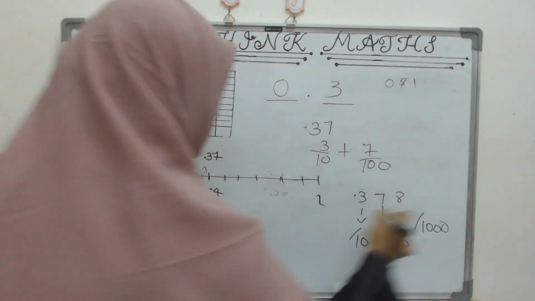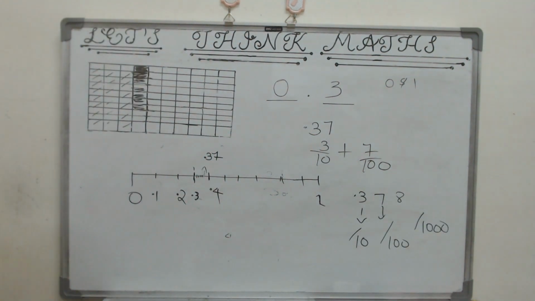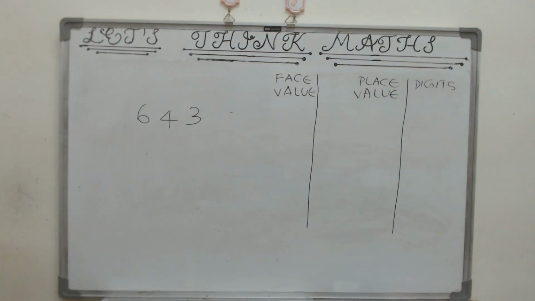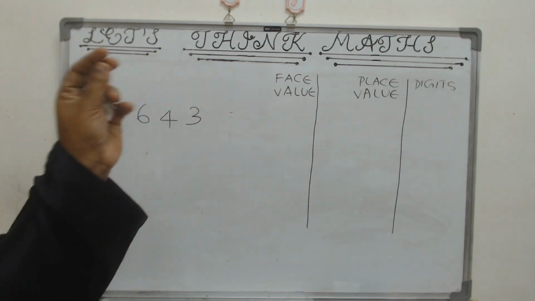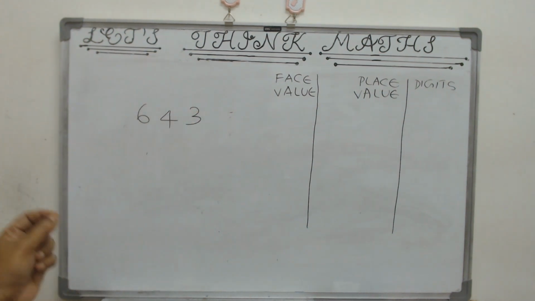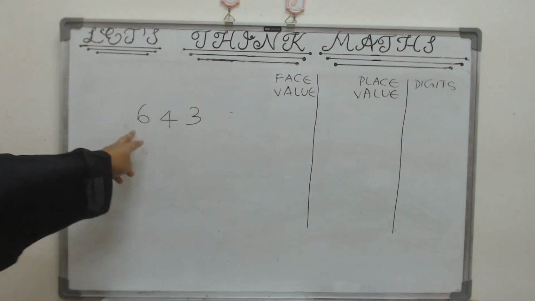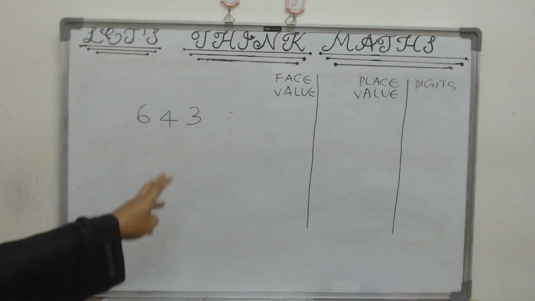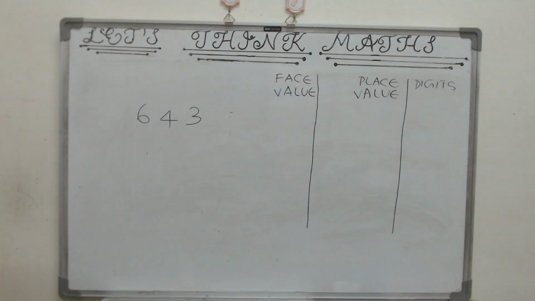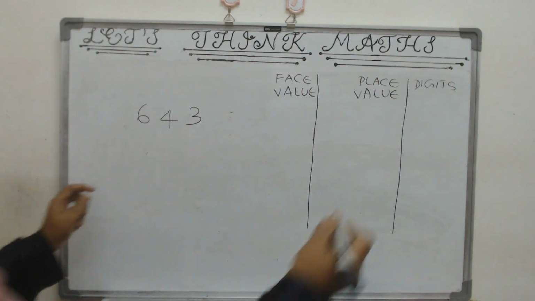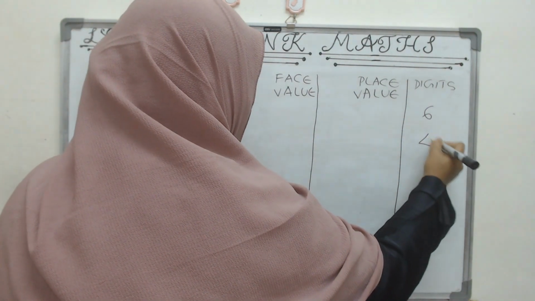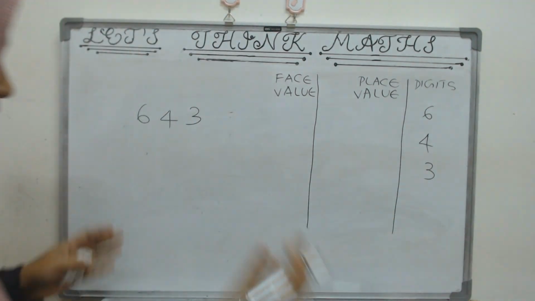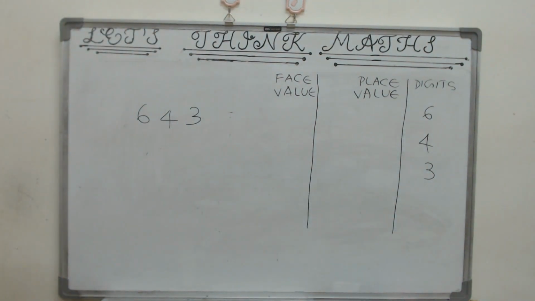So this brings us to the next topic. Now we come to a concept which you are already familiar with. You have studied about it in your primary classes. The face value and place value of digits of a number. Now you see the number here, 643. How many digits does it have? It has 3 digits, which are 6, 4 and 3. And each of them have a face value and a place value.